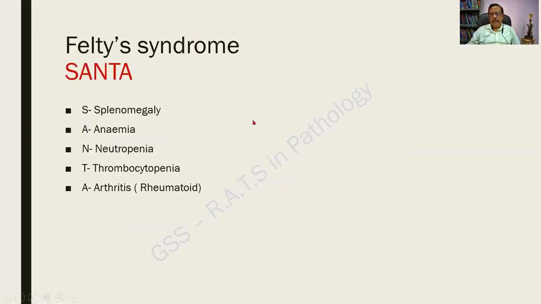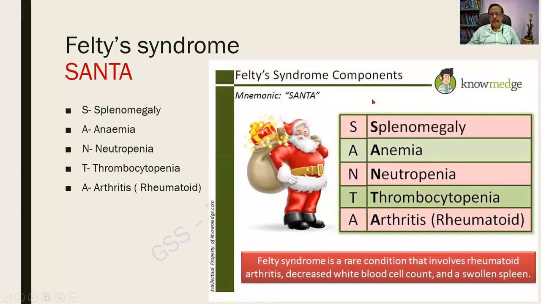A mnemonic that I picked up from the net, I think direct credit goes to them only. So this is the one. So Felty syndrome is one of the variants of rheumatoid arthritis. And SANTA: S for splenomegaly, A for anemia, N for neutropenia, T for thrombocytopenia, and A for arthritis, which is rheumatoid. The entire credit goes to this team over here.